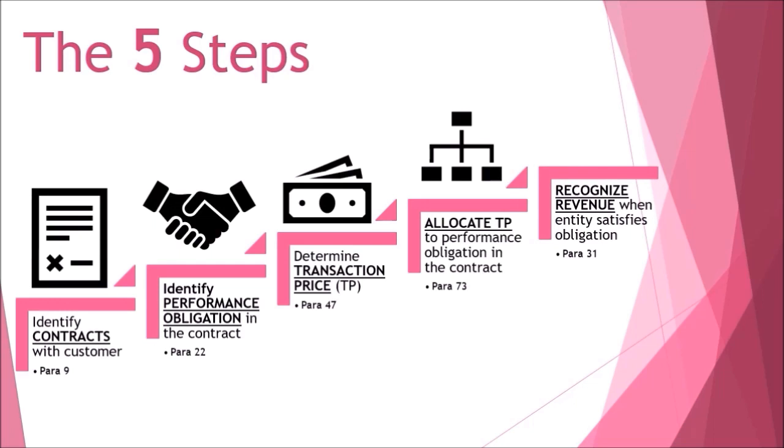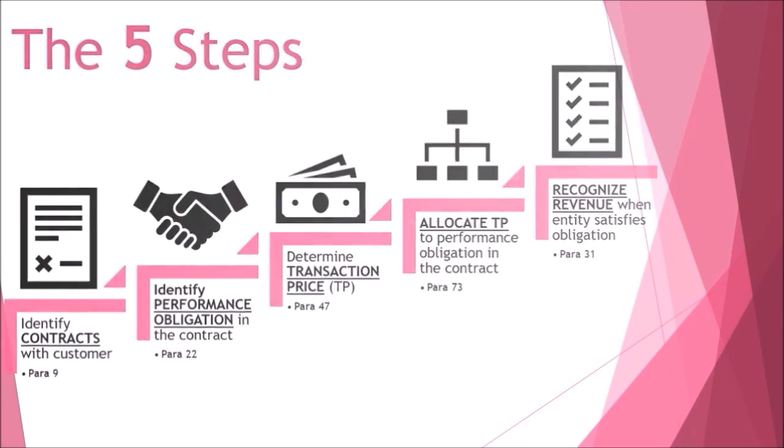The amount of revenue recognized is the amount allocated to the satisfied performance obligation. You need to tick mark each and every obligation as and when it is satisfied. If performance obligations are satisfied over a period of time, an entity recognizes the revenue over time by selecting an appropriate method of measuring the entity's progress. For example, it happens in a construction contract. So these were the five steps.